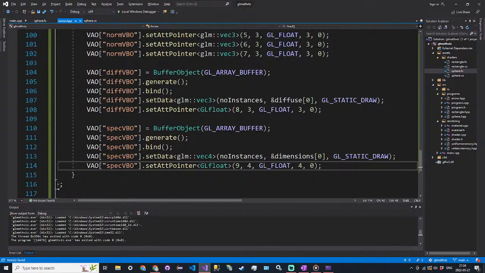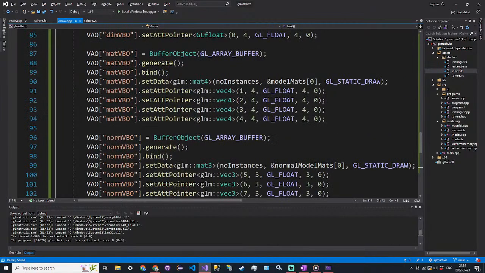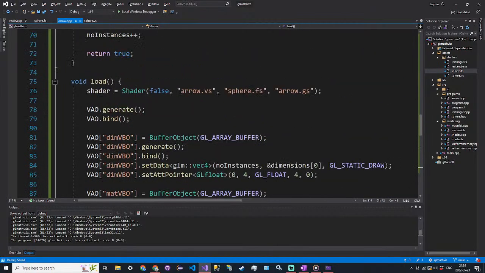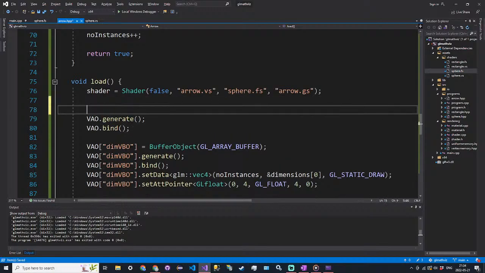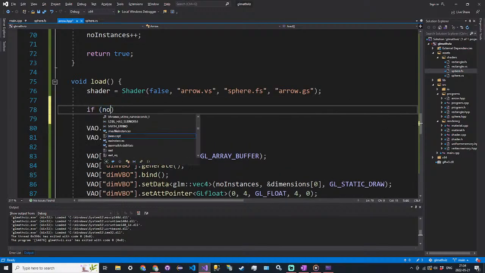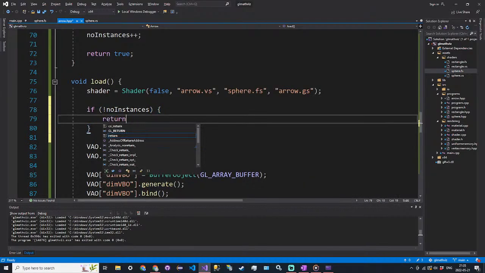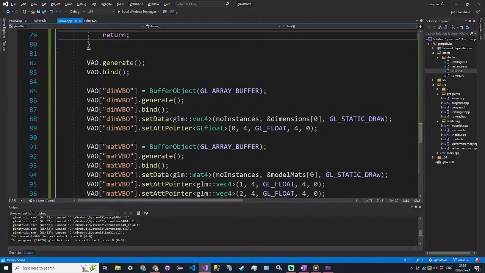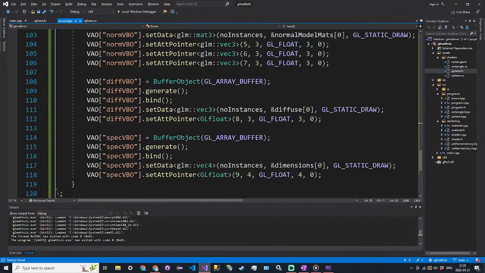One thing to note actually is that we can only do this if we have instances. So these pointers will only be valid if we have instances. So we essentially need to say in load, if not number of instances, just return, because we cannot generate and bind a VAO and set up data because these pointers are invalid. All right.